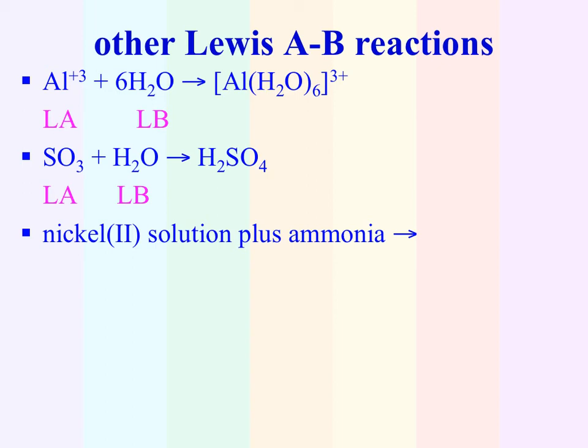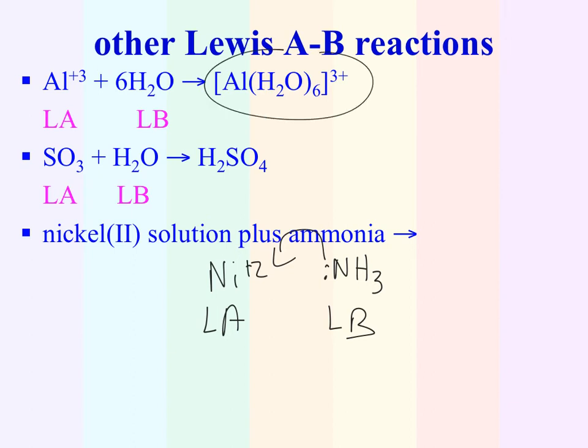Okay, so nickel 2 plus ammonia, right? You're going to have your Ni+2 floating around in solution. So this is going to be your Lewis acid. Okay, and you're going to have NH3 with its nice set of lone pairs. It's going to be your Lewis base. Okay, and we're going to have that transfer, and you're going to subsequently form a nice complex similar to what we have up here, which is going to be as follows.